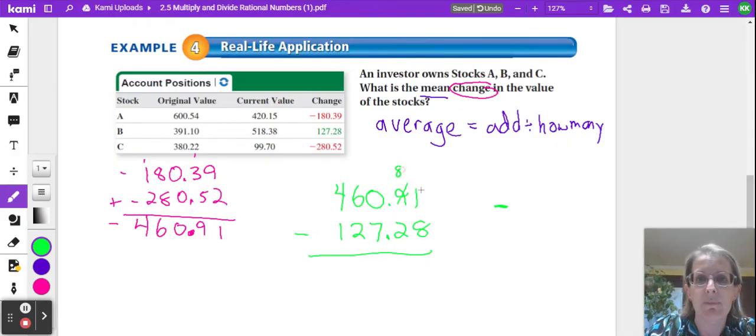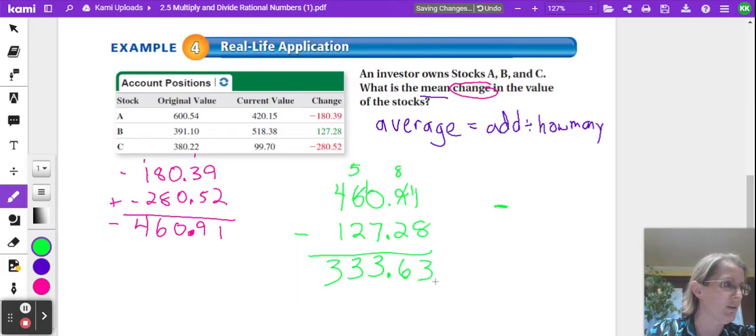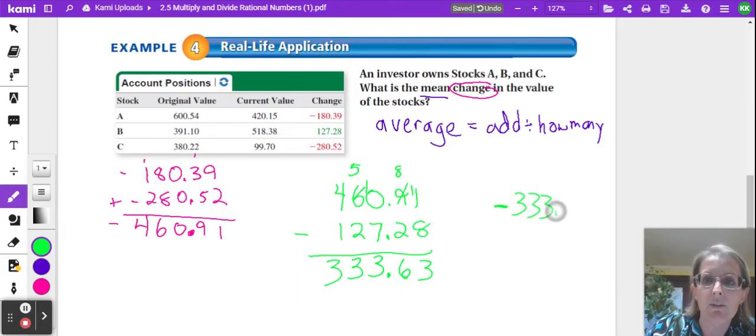So I subtract, I have to borrow. So I borrow, the 9 becomes an 8, the 1 becomes an 11. So 11 minus 8 is 3. 8 minus 2 is 6. Bring down my decimal. 0 minus 7, I need to borrow again. So 6 becomes a 5 and 0 becomes a 10. So 10 minus 7 is 3. 5 minus 2 is 3, and 4 minus 1 is 3. So I get 333.63. But once again, that was a negative because we have more negatives than positives.